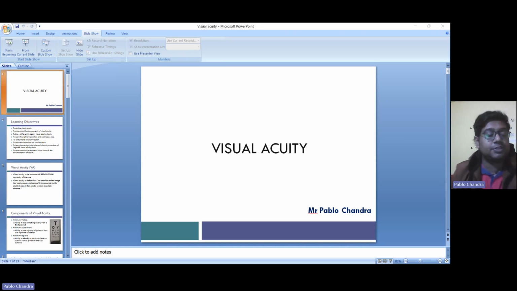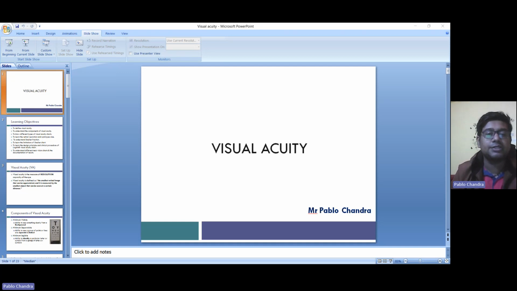Next, it helps to prescribe aids. Suppose the visual acuity is not okay. So we understand that there is a problem, and we will do a detailed analysis. Once we do the detailed analysis, we can prescribe different visual aids to the patient, and we will be able to understand which aid. Suppose the patient is having myopia.